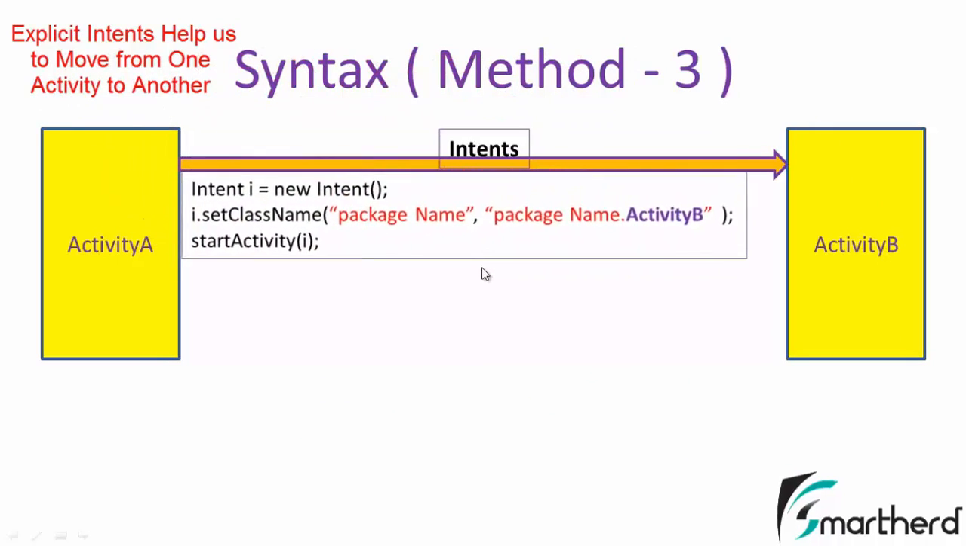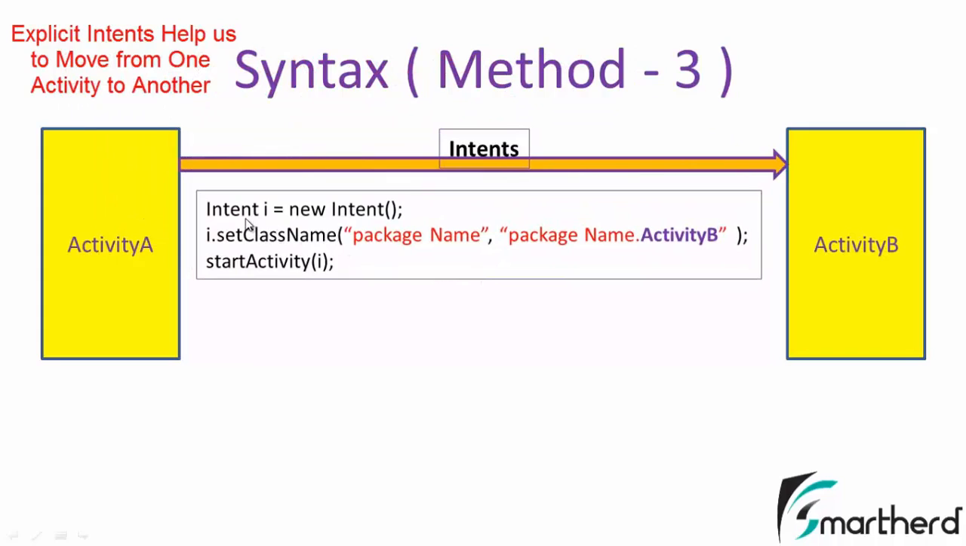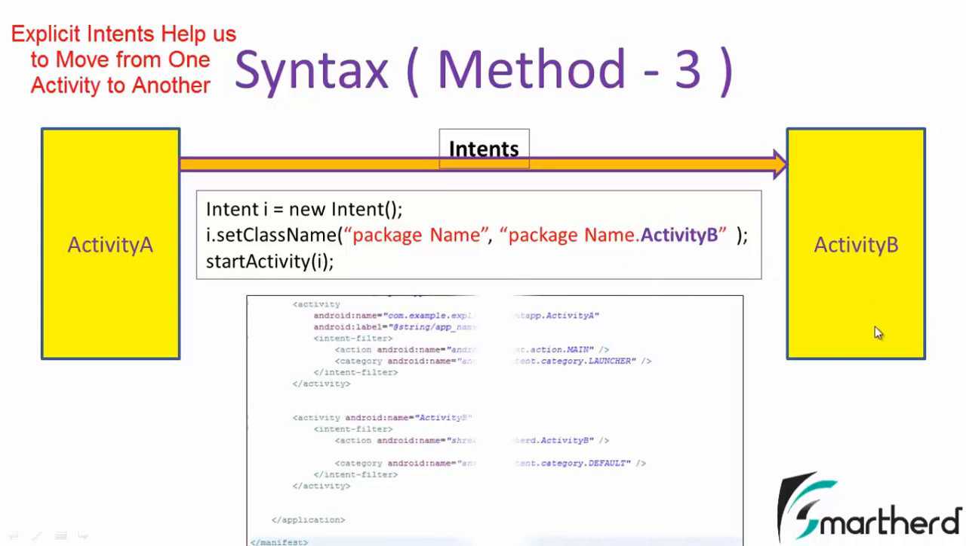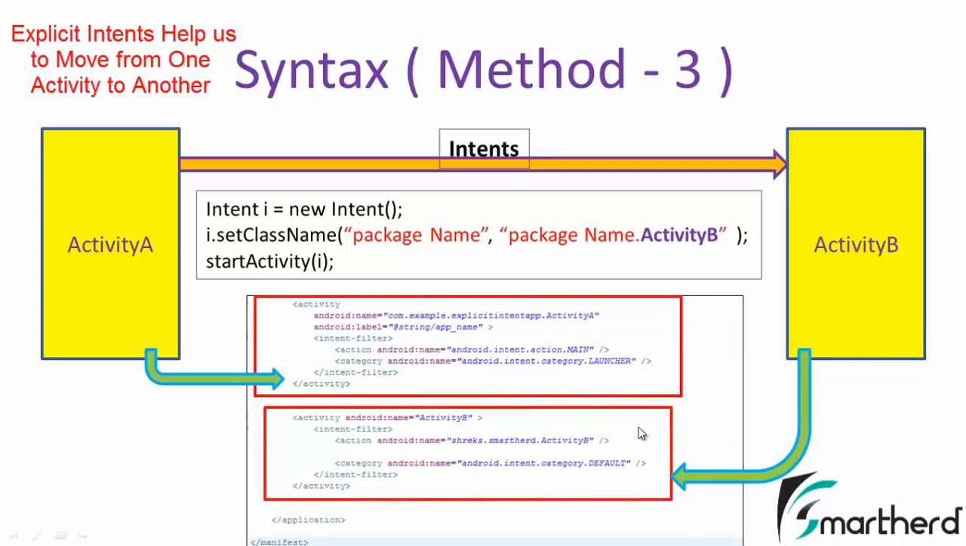In this case our syntax is like this. First I have created an Intent object i, then I have written i.setClassName, and within this I have two parameters: the package name, then the package name dot ActivityB. The first is the package name of our application, right? The second parameter, package name dot ActivityB, specifically says to start this activity B. This is the path to activity B, right? In that case our manifest will look like this.